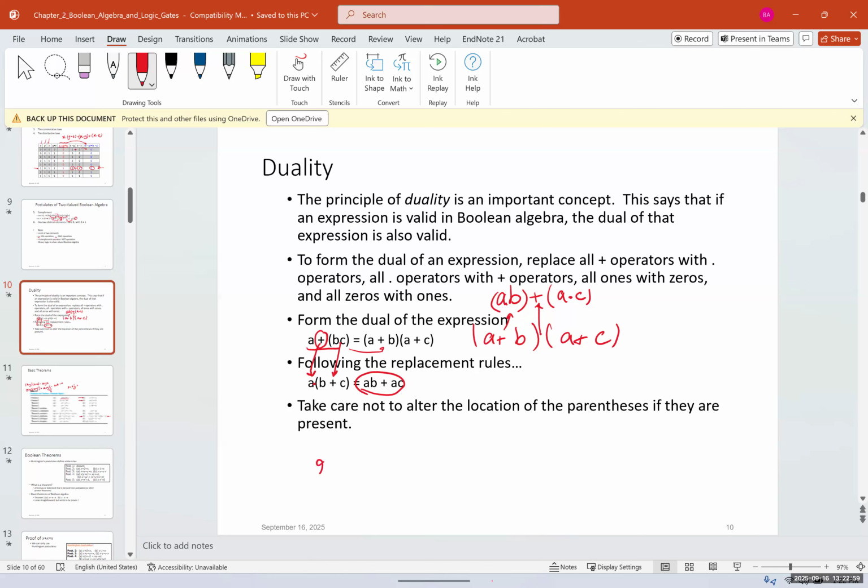So for example, again, X and with Y plus Z. If we want to find the dual of this, we replace the AND operation with OR. So it's going to be X plus, and the OR operation with AND, YZ. So this is going to be the dual of the previous.